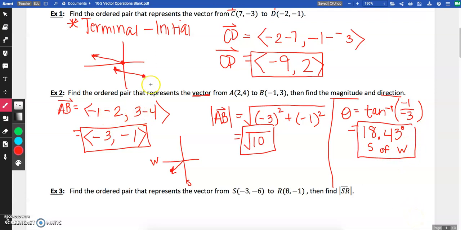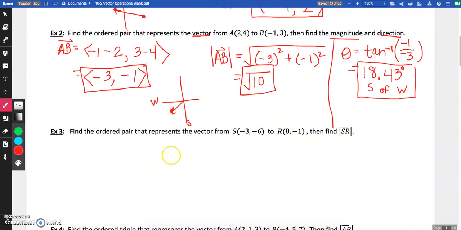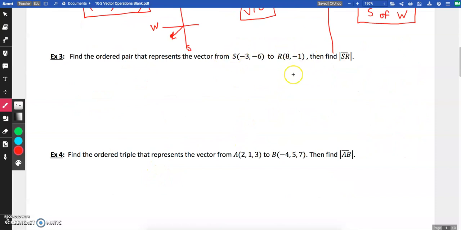All right, I want you to try example 3 on your own. It's the same idea, find the vector, and then again, this symbol just means magnitude, so you don't need to do the direction for this one, you just need to do the magnitude. So pause the video, take a minute to try this one, and then come back to see the answer.